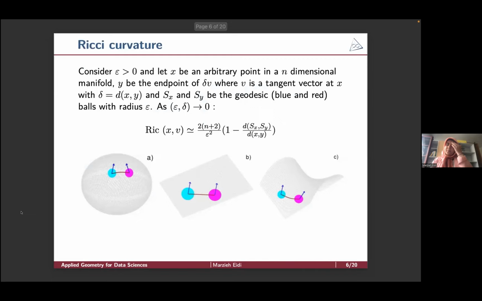But Ricci curvature in Riemannian geometry quantifies the amount of deviation of a space from being flat by comparing the average distance between two close enough balls with the distance between their centers.